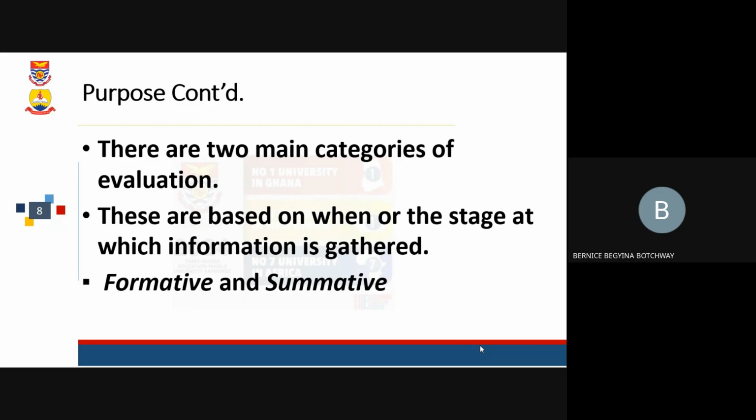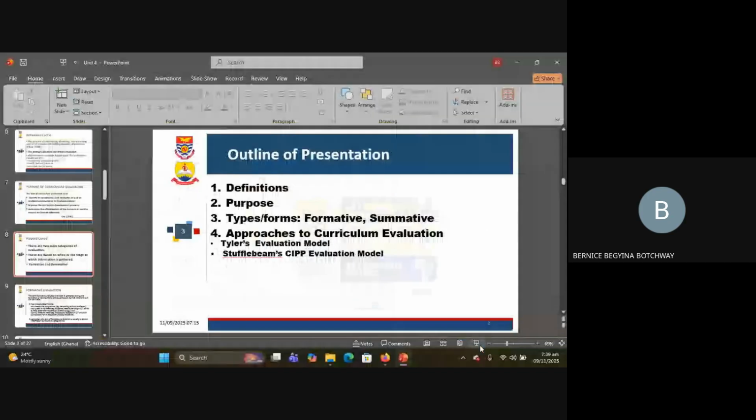I believe we are all familiar with formative and summative. What do we mean by formative and what do we mean by summative? This should give a clue. They are based on when, or the stage at which, information is gathered. We do this in the classroom as a teacher. We do formative evaluation and summative evaluation of the lesson being taught. So what's the formative about and then what's the summative about?